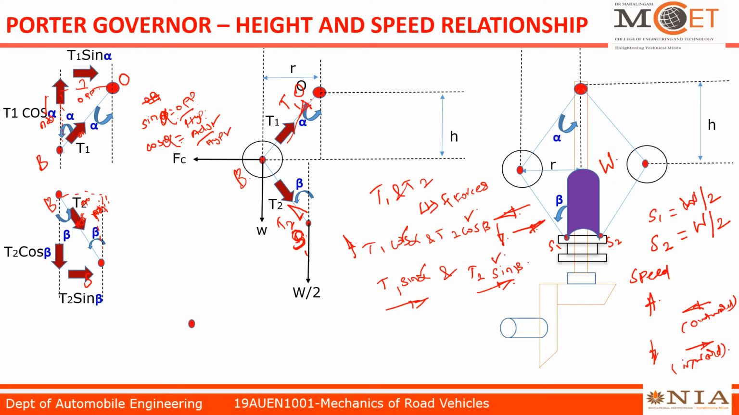Now again we are going for point S. Point S makes T2 tension and W by 2 self weight. If you split the T2 tension, T2 cos beta will be in upward direction and T2 sin beta will be in left hand direction.